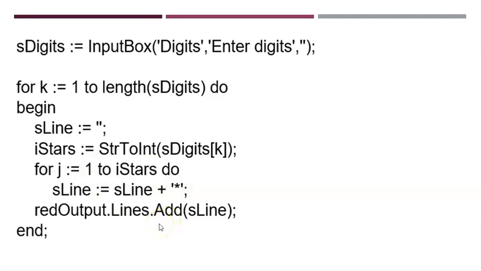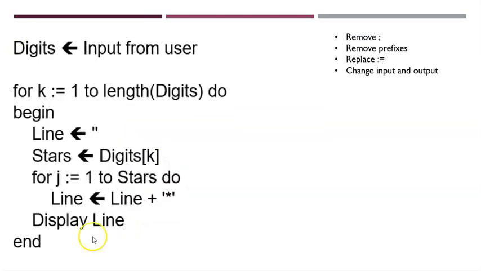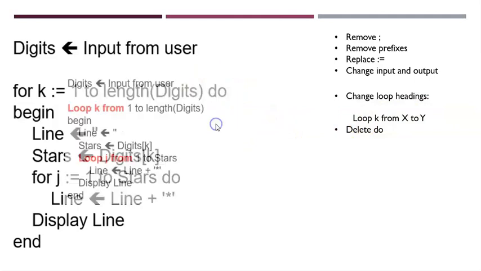So if you follow my previous explanation, we need to remove the semicolons, replace that with an arrow, take out your prefixes, just say input from the user and display, your code should now look like this. This is now how you will deal with a loop and string handling, which is very similar to what you would do if you have to write an algorithm for arrays. So you want to change the loop headings. Instead of saying for k is assigned to 1 to length, you are going to say loop k from value to value, and we want to delete the do. So this is what it should look like.